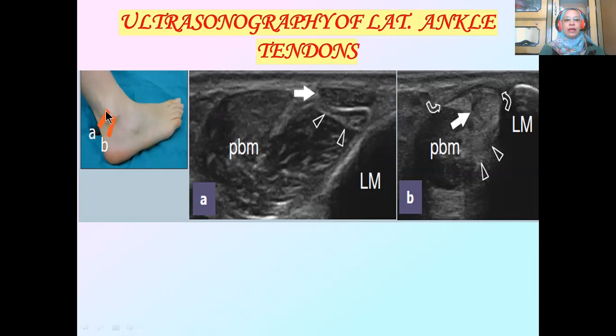This is the first part to be scanned. This is the probe position. One end of the probe is on the lateral malleolus, extending posteriorly to view this image. This is the short axis of the peroneal tendons. The most superficial is the peroneus longus tendon. It lies under cover of the superior peroneal retinaculum, and the nearer tendon to the bone, or to the lateral malleolus, is the peroneus brevis tendon, surrounded by the large peroneus brevis muscle around it. The second position is lower down, also with one end of the probe at the lateral malleolus extending down and posterior till the calcaneum, and the image will be like that.